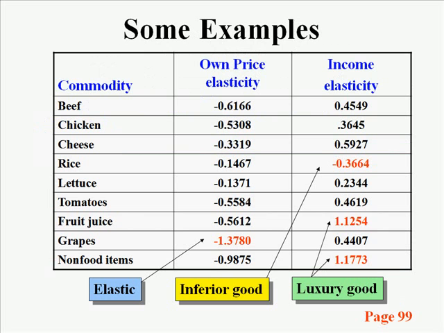Here are some examples of income elasticities. You'll see rice comes out negative, and we tend to see that as an inferior good. Fruit juice is greater than 1, so we'd see that as a luxury good, and most of the other items tend to be seen as just normal goods or necessity and normal goods.